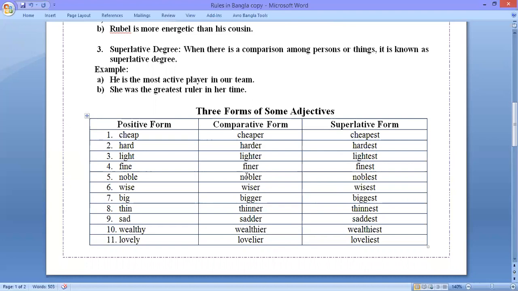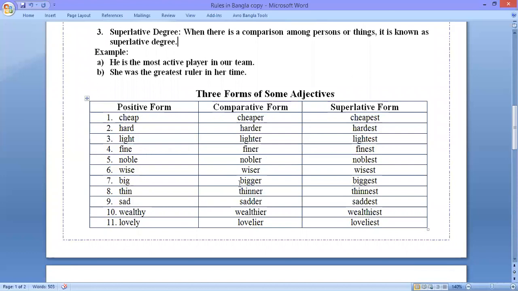But if there is e at the last of the word, at that time we need to use only r to make comparative and st to make superlative, such as fine, finer, finest, novel, novelist, wise, wiser, wisest. But sometimes the last consonant takes a double form, such as big, bigger, biggest, thin, thinner, thinnest, sad, sadder, saddest.